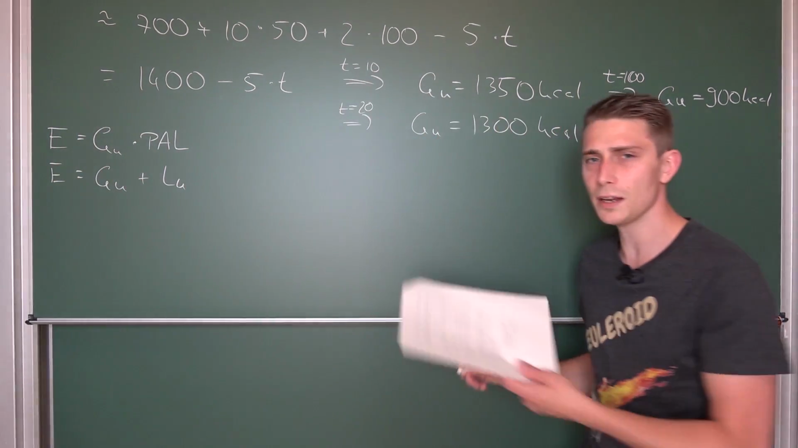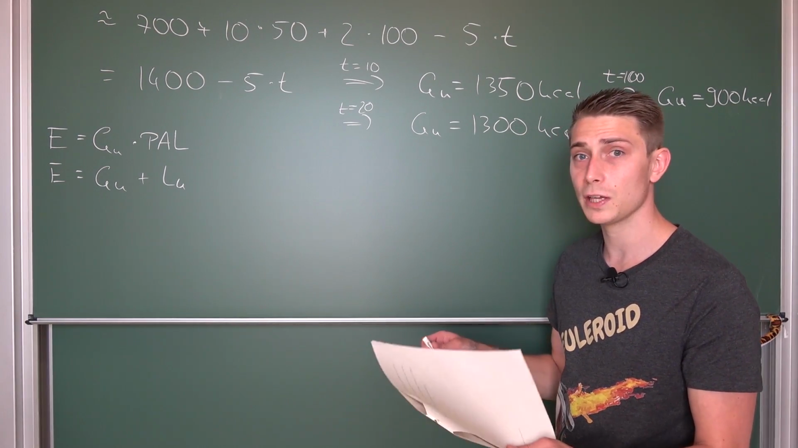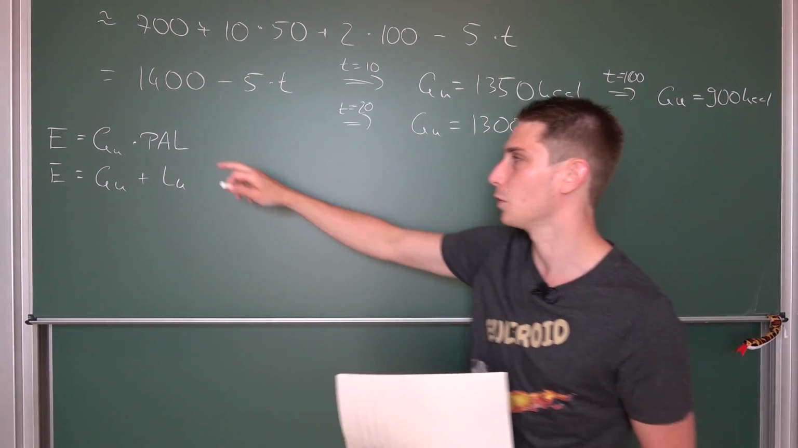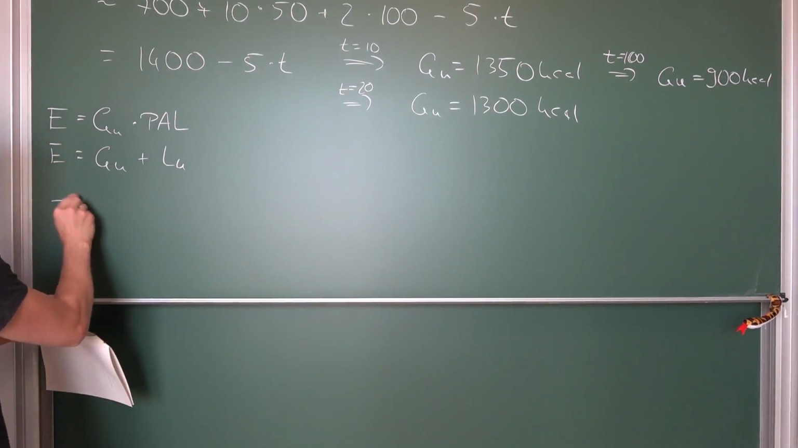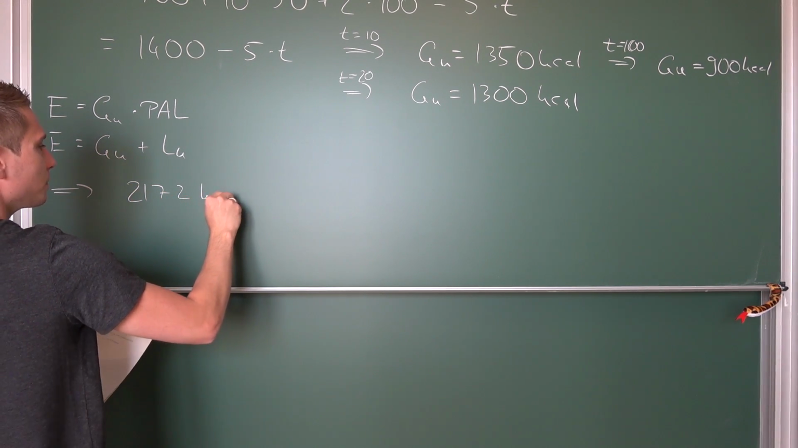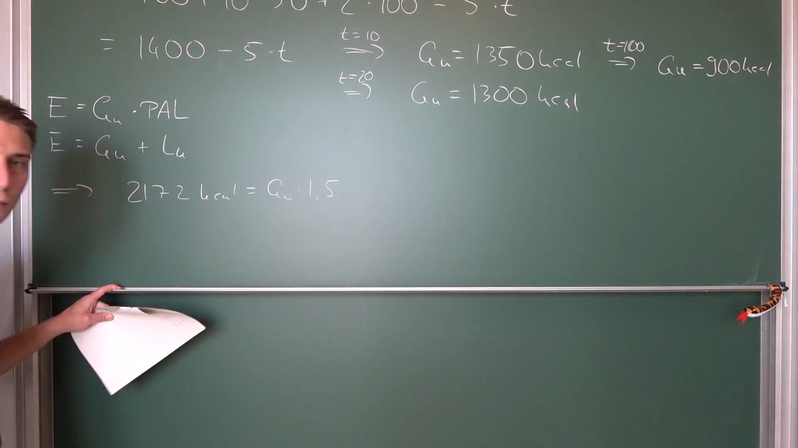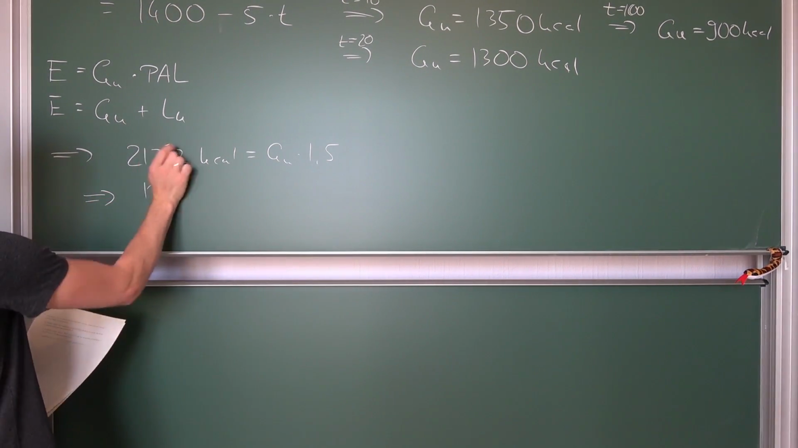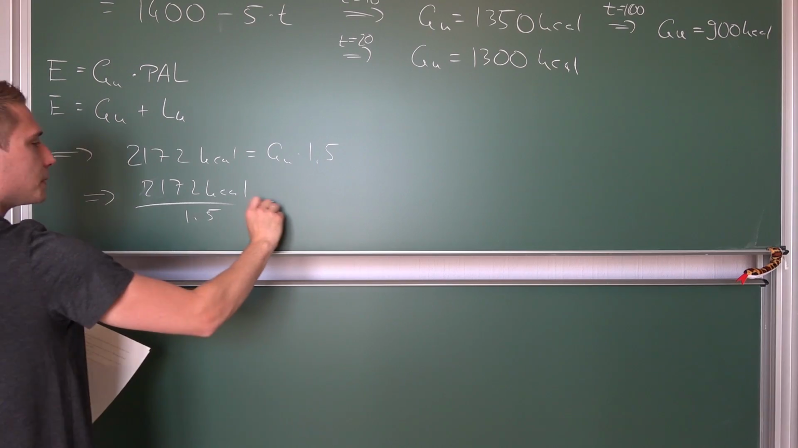Okay, cool. So with that out of the way, we can actually start off with the exercise, because this magnificent girl has a PAL value of 1.5. So which formula are we going to use then? The first one, and an energy demand of 2172 kilocalories. Meaning, for the first formula, we are going to get 2172 kilocalories being equal to the GU times 1.5. Now we can divide both sides by 1.5, leaving us with 2172 kilocalories over 1.5 being our GU.